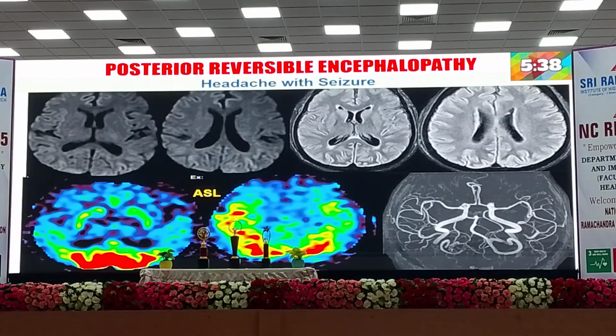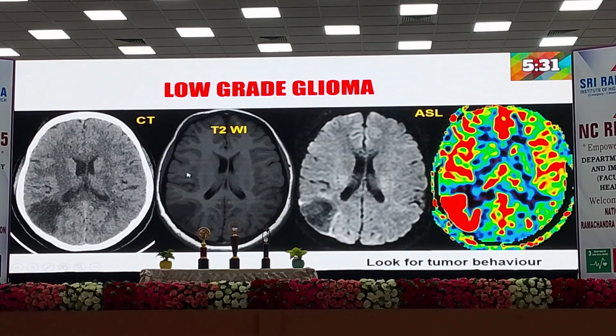Another case, a headache patient with seizure. You can see the hyperperfusion in the occipital area, but the TOF is normal. The glioma is a very interesting case. Always, low grade glioma shows no perfusion. But here you can see the perfusion is there, because of the long-standing glioma, it turned out to be a high grade glioma. So critical, it's a very good case.